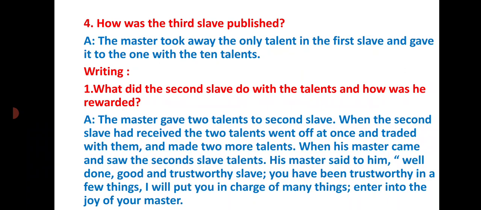What did the second slave do with the talents and how was he rewarded? The master gave 2 talents to the second slave, who went off at once, traded with them, and made 2 more talents. When his master came and saw the second slave's talents, his master said to him, "Well done, good and trustworthy slave. You have been trustworthy in a few things. I will put you in charge of many things. Enter into the joy of your master."